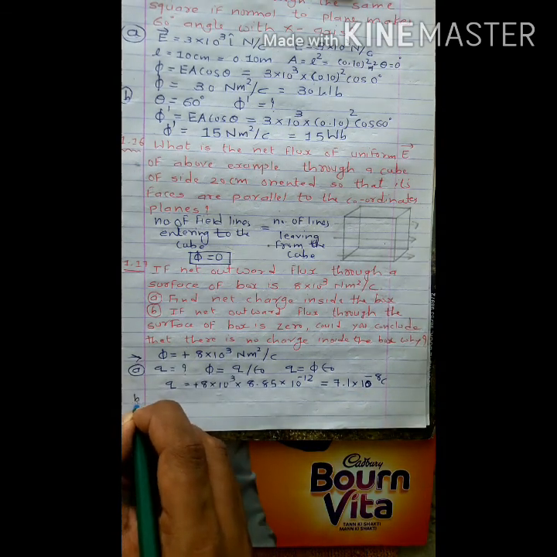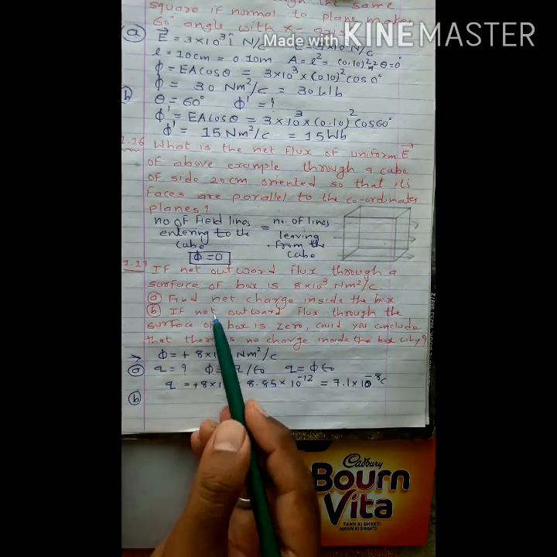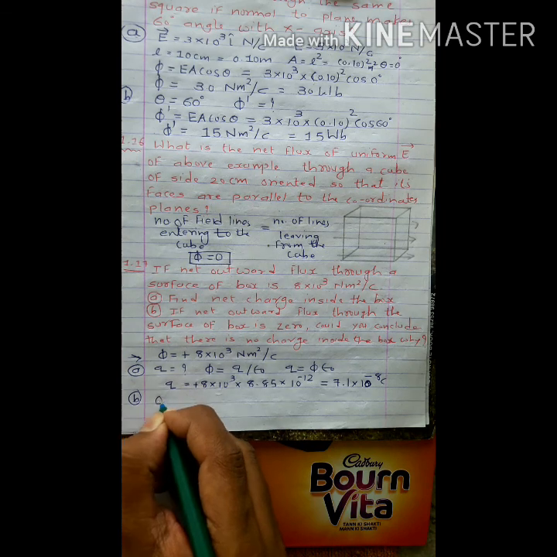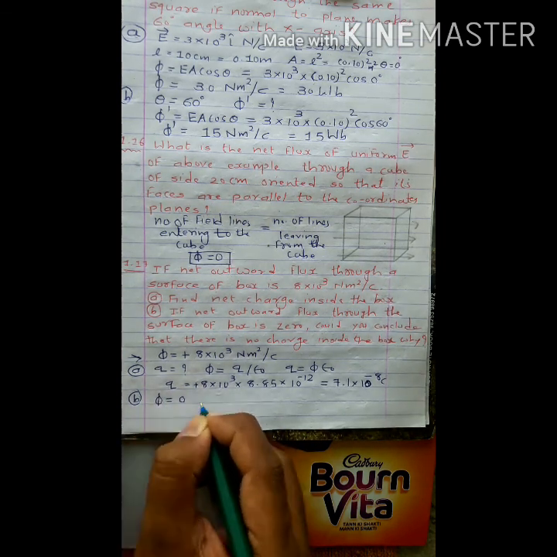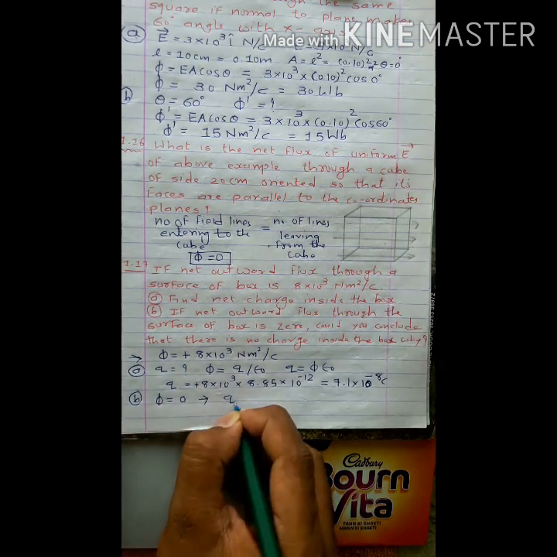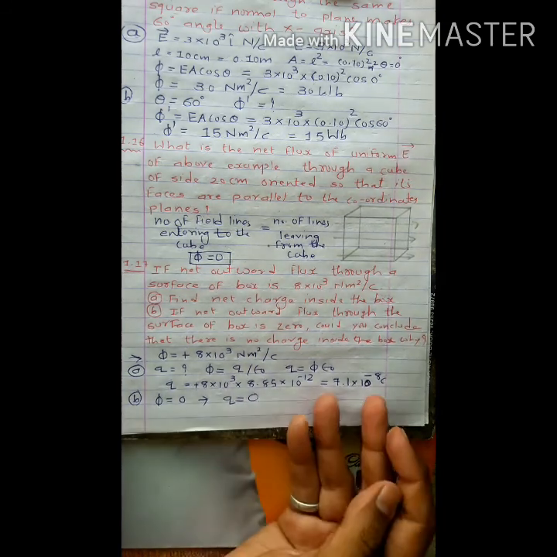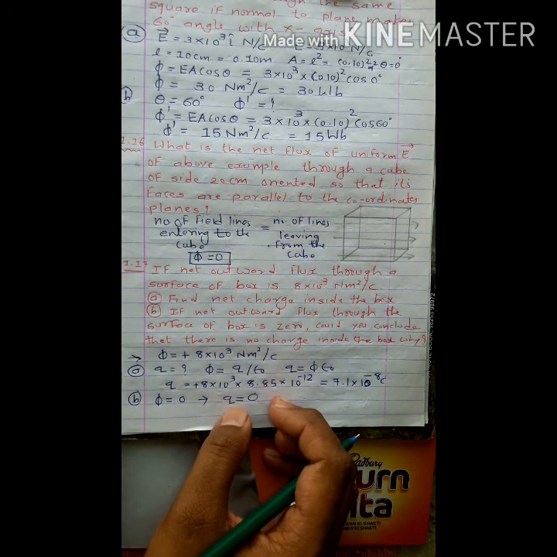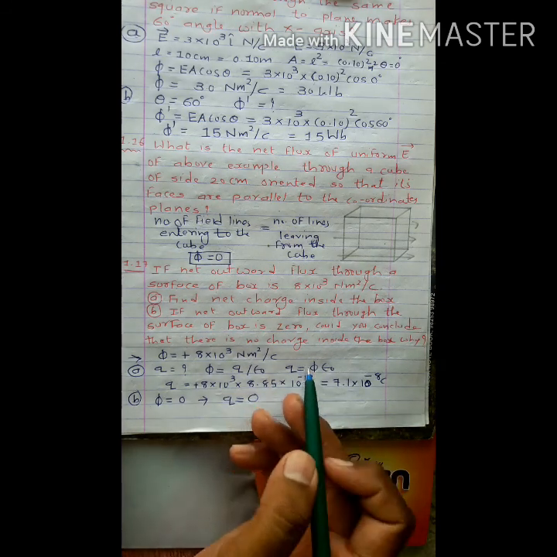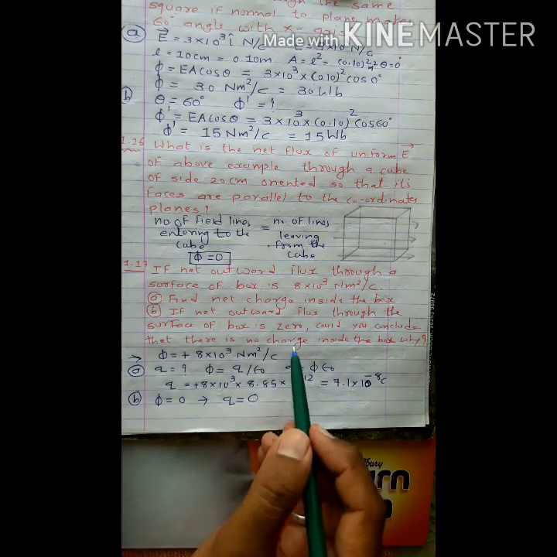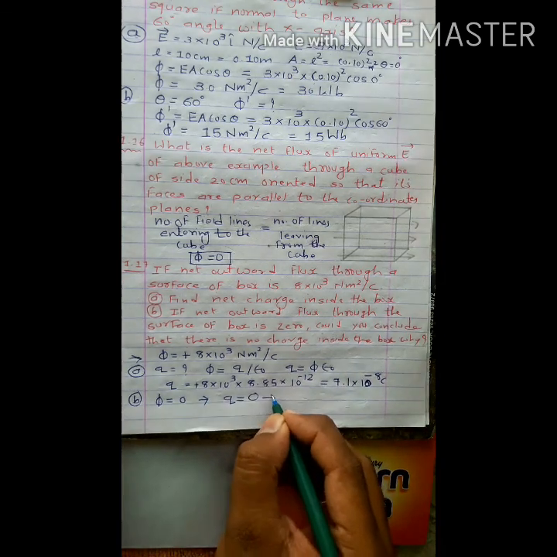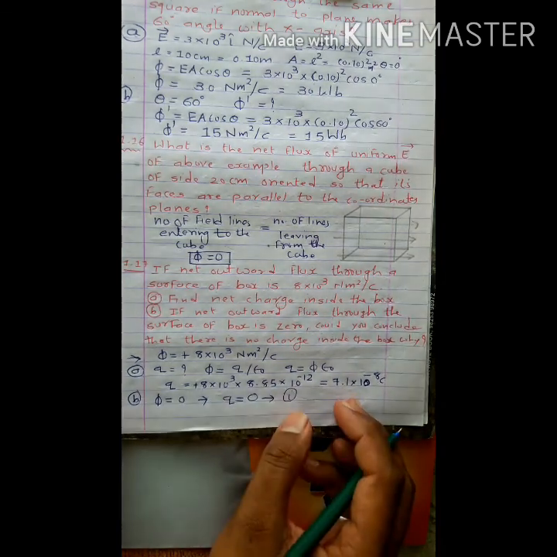Okay, B. If the net outward flux through the surface of the box is 0. Okay, if phi is equal to 0, so we can say that the charge Q inside the box also becomes 0. So there is no charge inside the box. Could you conclude that there is no charge inside the box? Okay, this is our first possibility. Now we have another possibility also.